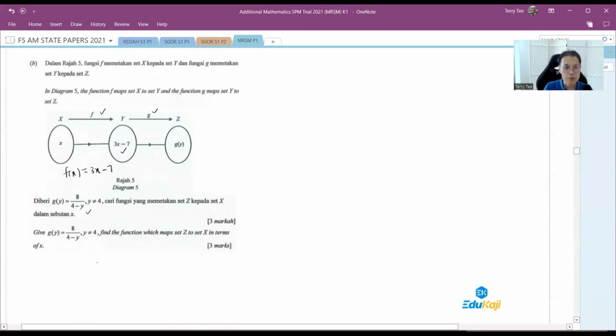So what we want to do is find the function that maps z to x, the other way around. Now, first of all, we know this function is called a composite function gf(x). gf(x) simply means putting f(x) inside g(x). f(x) happens first, followed by g(x). Now we know our function f(x) is 3x minus 7.